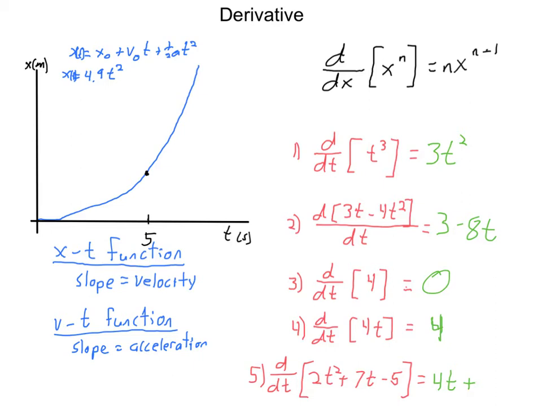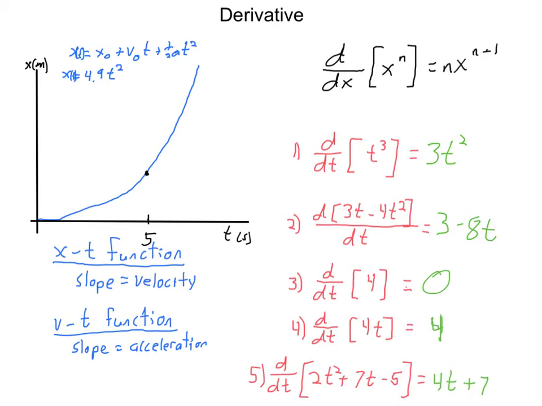Plus, now, leave the sign in between the same, 7t to the 1st power, right? So multiply the 1 down. 7 times 1 is 7. And then t to the 1st minus 1, that's t to the 0, so it just goes away, right? 4t plus 7, and then I have a constant, right? Minus 5. Derivative of a constant, we already learned in number 3, is 0. So the answer would be 4t plus 7.